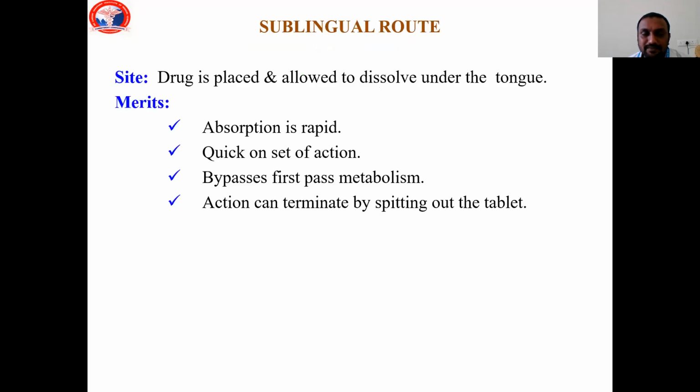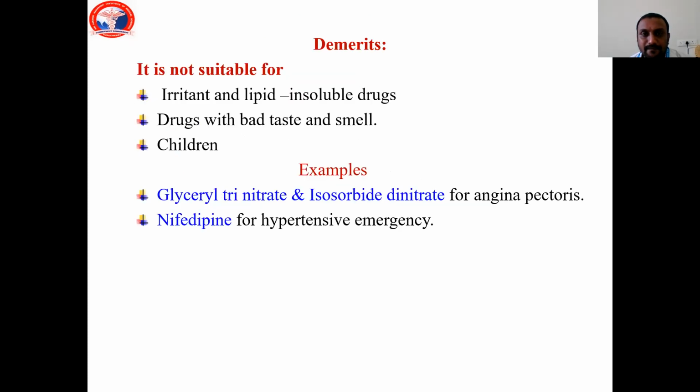Sublingual route: the drug is placed and allowed to dissolve under the tongue. The merits of the sublingual route are that absorption is rapid, with a quick onset of action, and sublingual drugs bypass first pass metabolism. The action of sublingual drugs can be terminated once the desired action has occurred, and the drug can be spat out so that side effects can be minimized.